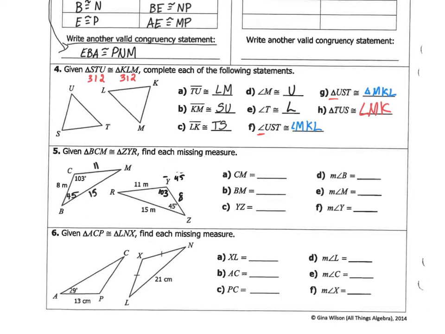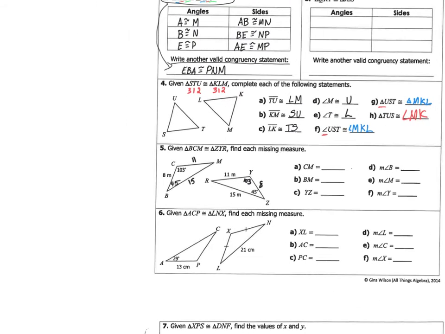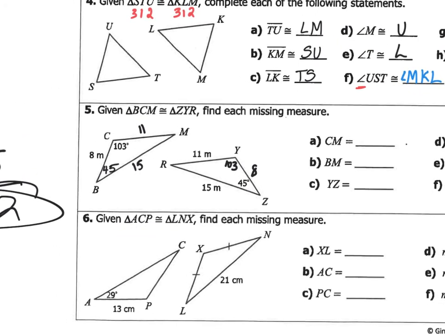That's written in a terrible spot. Let's do that over here. So if we did 180 minus 103 minus 45, 32. So we come back over here. We know this is 32.